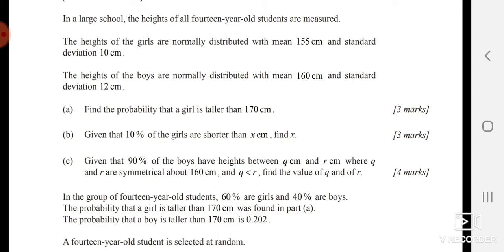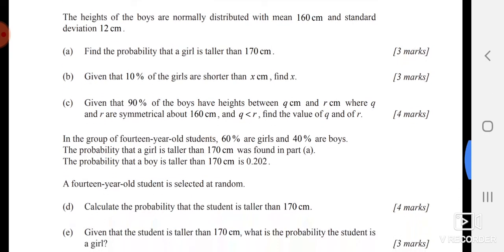Actually, most of the time tables are produced for bigger than 50%, so you can take the support of symmetry. Given that 10% are shorter than x, you can calculate for less than 90%, and then at the end of the day you can subtract it from 1. So this way you can calculate the answer, whatever he is saying. For part C, basically it's between, you have to leave 5% on both hands, and you need to calculate the probability of the central 90% area, and that's what he's saying.